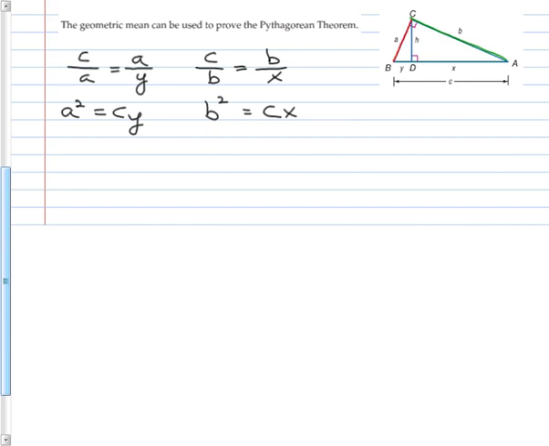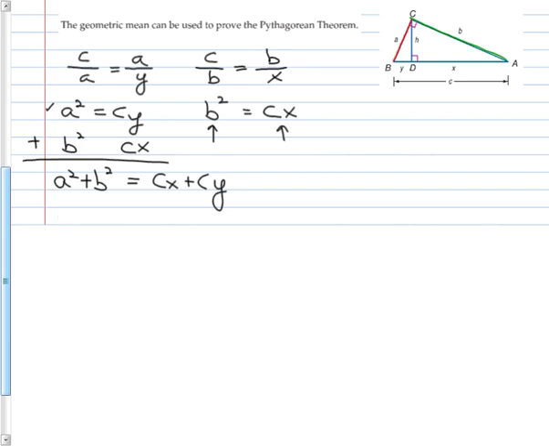Is it true that if you have an equation, you can add equal things to both sides of an equation and it's still true? Yes, it's called the addition property of equality. So I am going to take this equation and add equal things to both sides. I'm going to add the B squared on the left and I'm going to add the CX on the right. Well, A squared plus B squared equals CY plus CX. I'm going to write the CX first, just because alphabetically it looks so much prettier. Doesn't really matter.